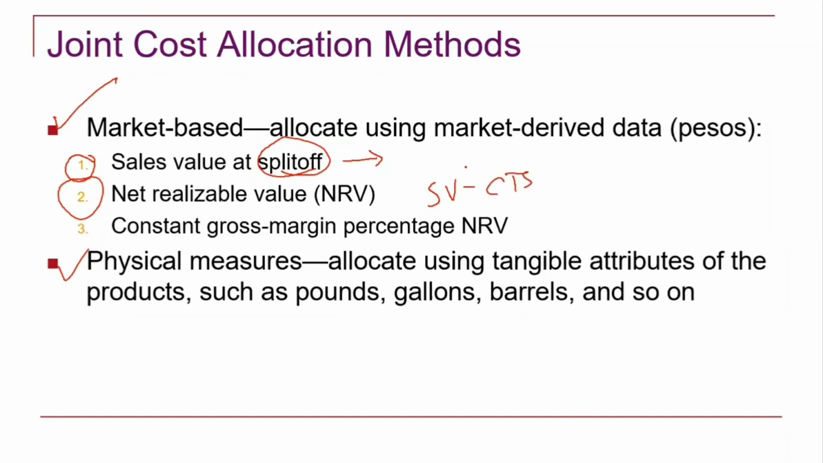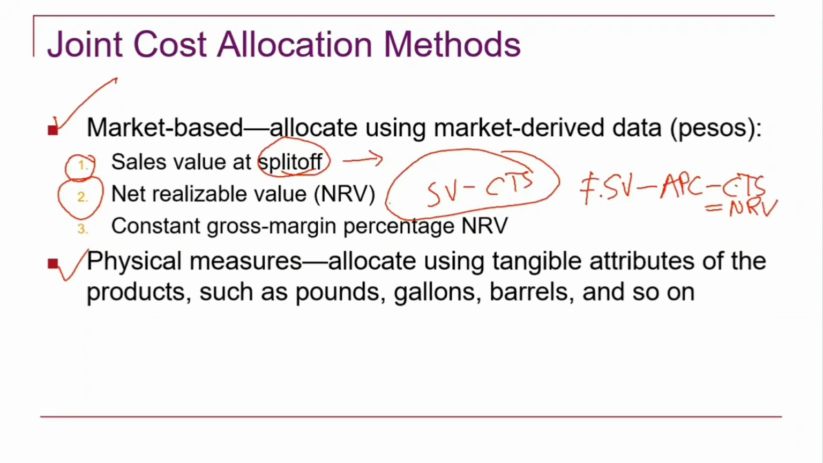Yun yung ating NRV. And sometimes, yung ating products, ipoprocess natin further. So, ang ginagawa natin, yung sales value, final sales value, ima-minus natin yung APC. Anong APC? Additional Processing Cost minus cost to sell to arrive at your NRV. Usually, itong SV minus CTS, kapag at split off point, no, minus the cost to sell. Pero ito naman, final sales value na. Ibig sabihin, pre-process natin further, ima-minus natin yung additional processing cost. Ima-minus natin yung cost to sell, and that would give you the NRV.